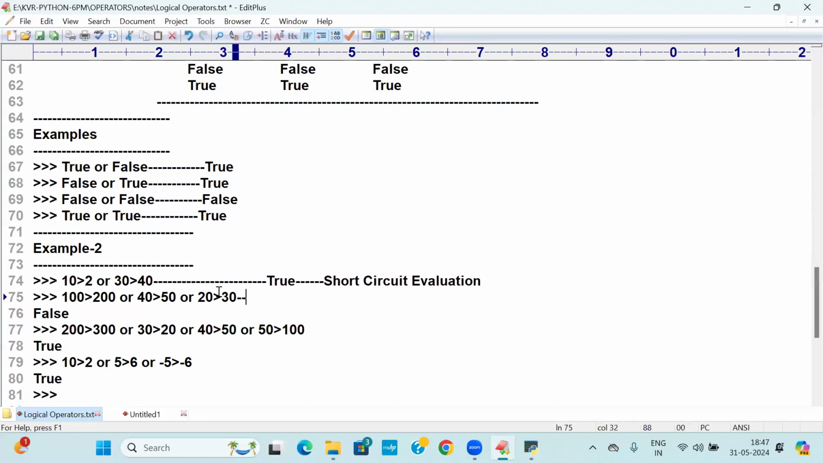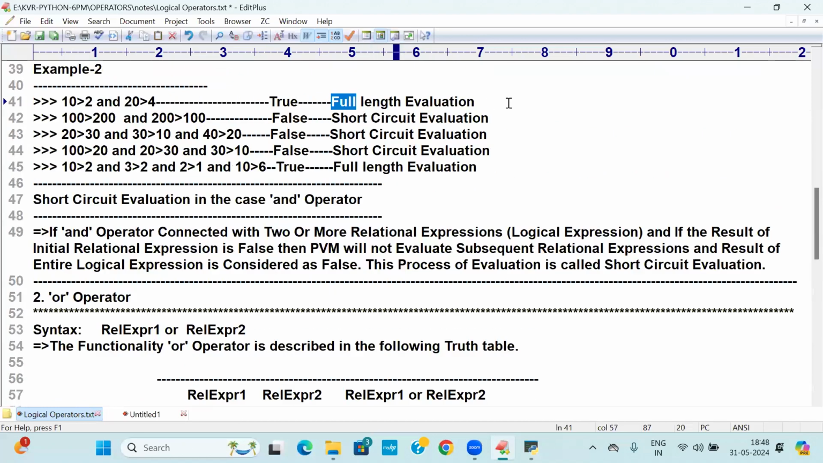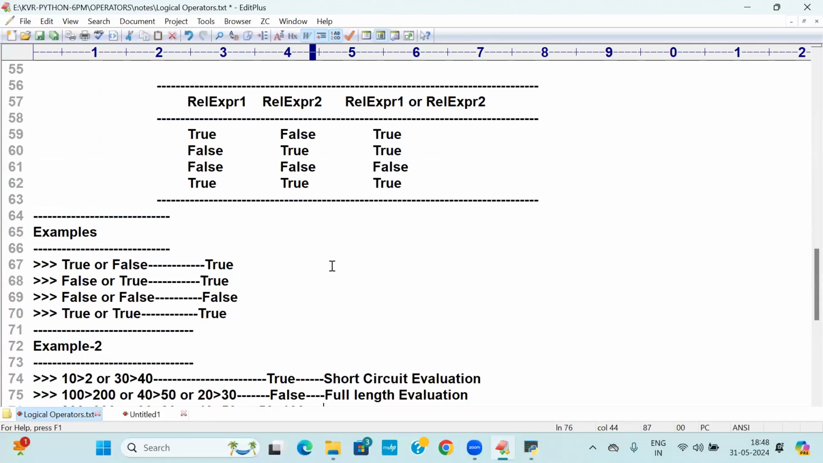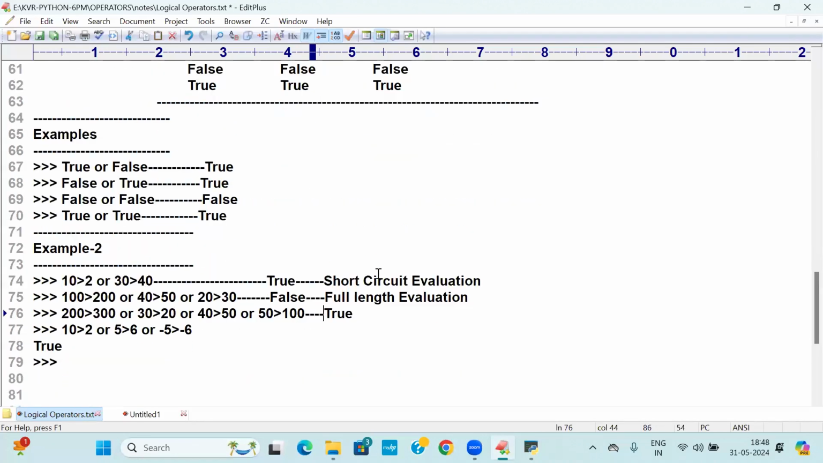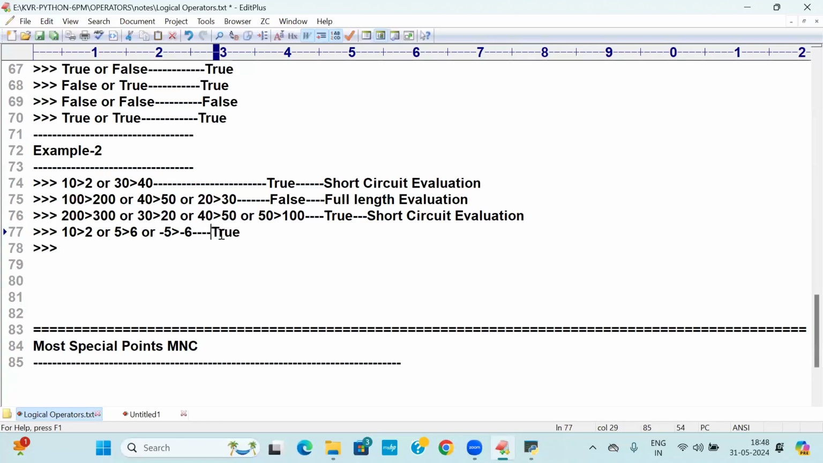Second one. Full length evaluation. I'll carry from here. I will take up full length evaluation, students. Okay. So next I will go to this place. What is this now? Short circuit evaluation. Correct now? Short circuit evaluation. Next one more also came. What is this now? True. What is this also called? Short circuit evaluation.